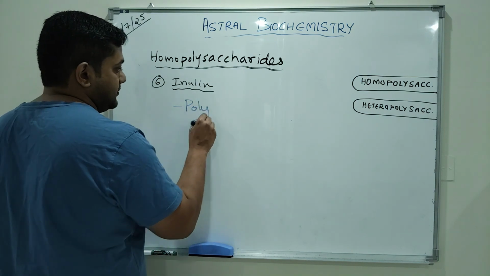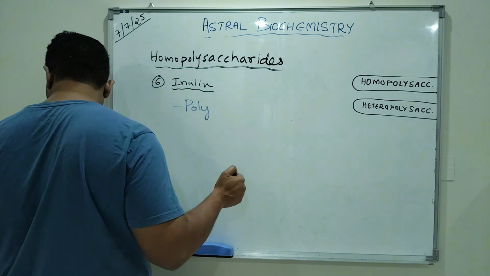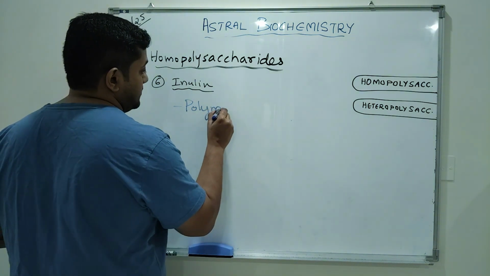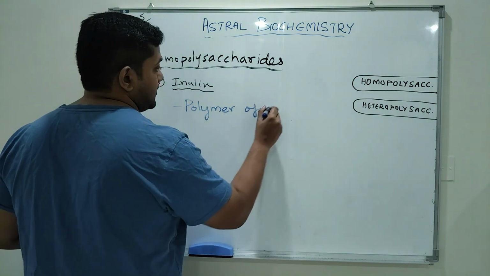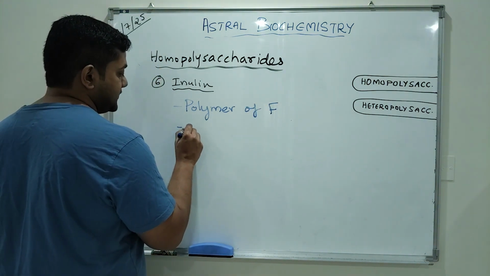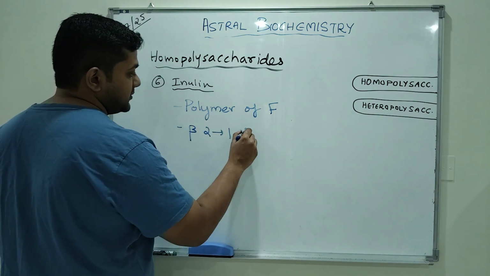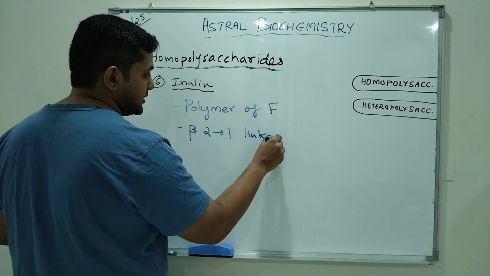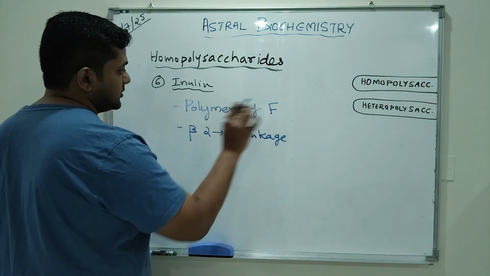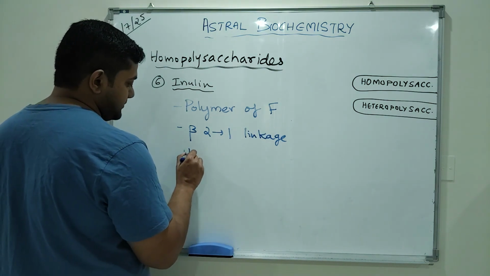Polymer of fructose. Now the linkage present here is beta 2,1 linkage. Please remember a special linkage is there in inulin, which is beta 2,1 linkage, and this is a homopolysaccharide of fructose. Now what are the uses of inulin?